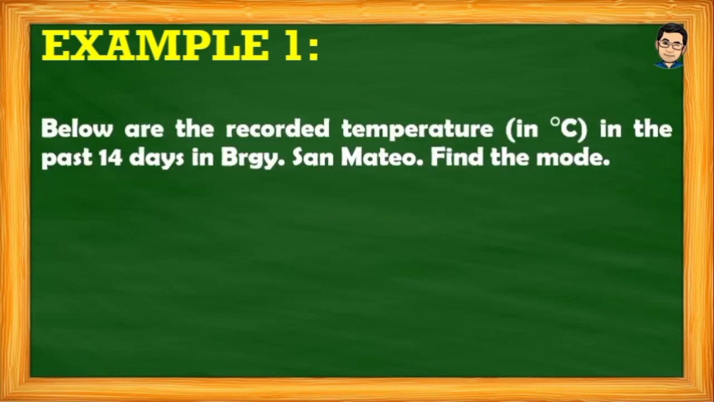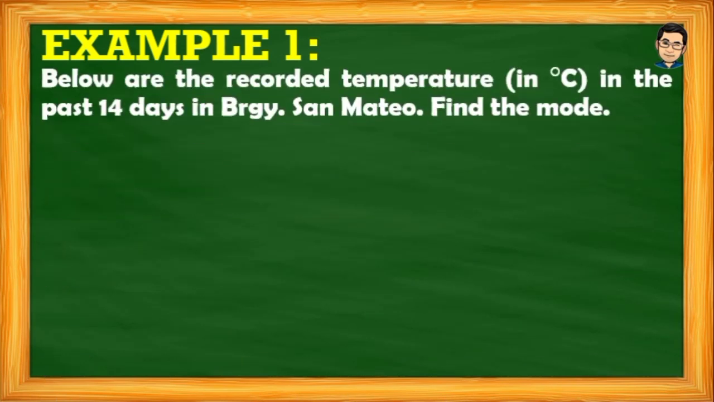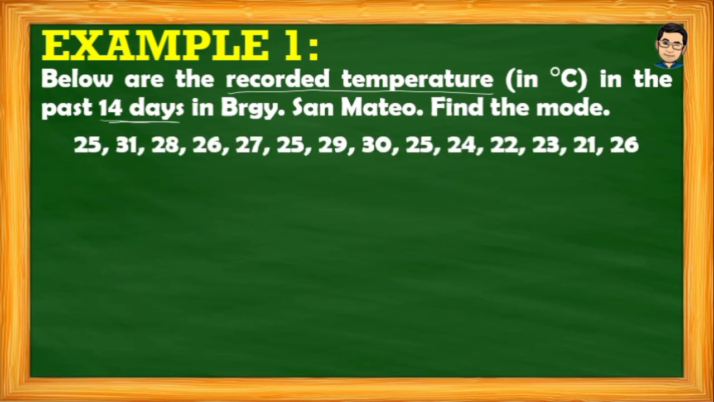Number 1. Below are the 14 recorded temperatures in degrees Celsius in the past 14 days in Barangay San Mateo. Find the mode. The recorded temperatures are expressed in degrees Celsius, for the past 14 days, that is two weeks. These are the recorded temperatures. We can arrange the scores so we don't get confused. We start with the lowest, which is 21. After 21, we have 22.